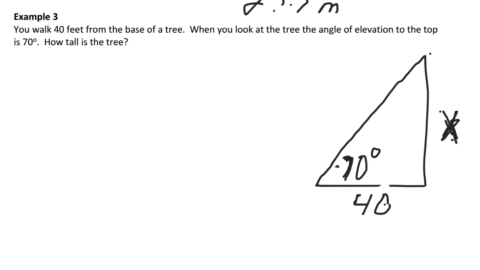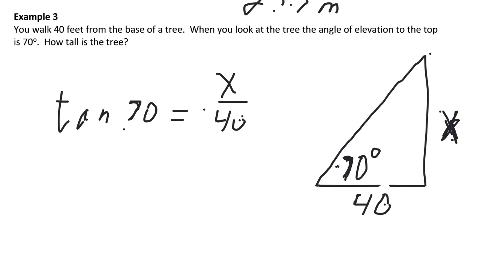And we get opposite, adjacent, so tangent again. Tangent of 70 equals opposite over adjacent. So 40 times tangent 70. We get 109.899, so 109.